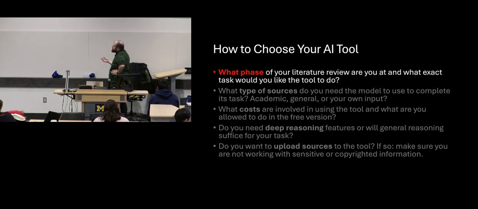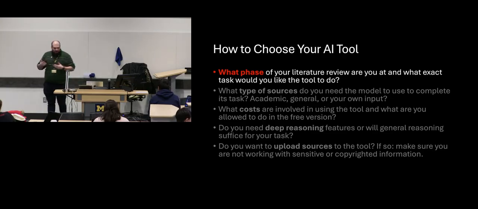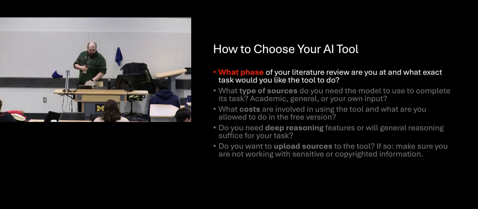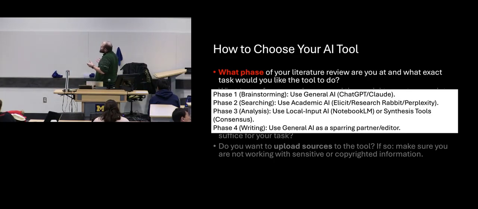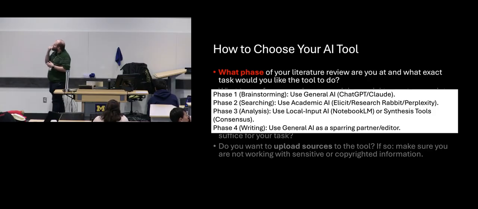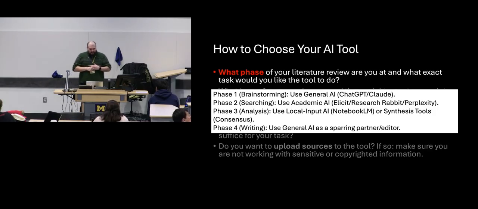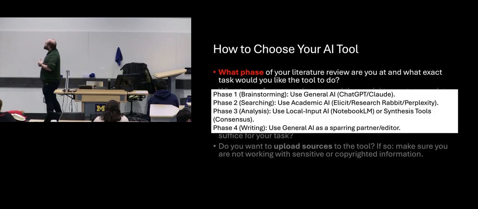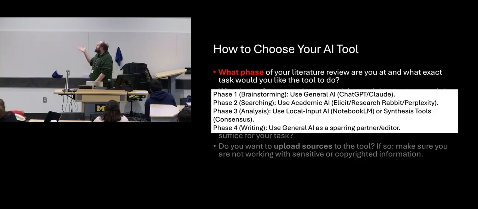And just to conclude, let's talk about how you choose your AI tool, as a way to summarize everything that we've talked about. The first thing to do is consider what phase exactly you are in. If you are in phase 1, the brainstorming phase, maybe use a general AI just to bounce ideas off of and chat with. If you're searching for papers, use one of those academic AIs, maybe Elicit, Research Rabbit, Perplexity, or Consensus. If you're trying to analyze papers, do something where you can upload PDFs, as long as you're following copyright and personal information protocols. So use local AI inputs.